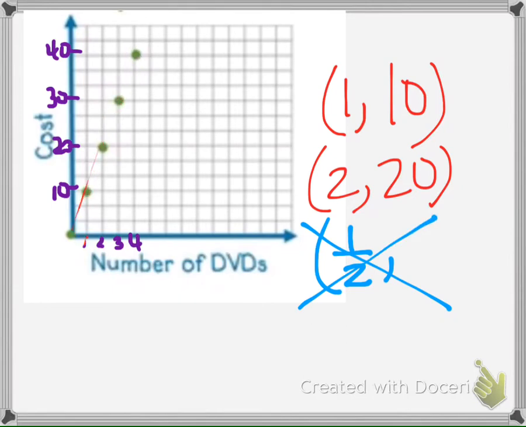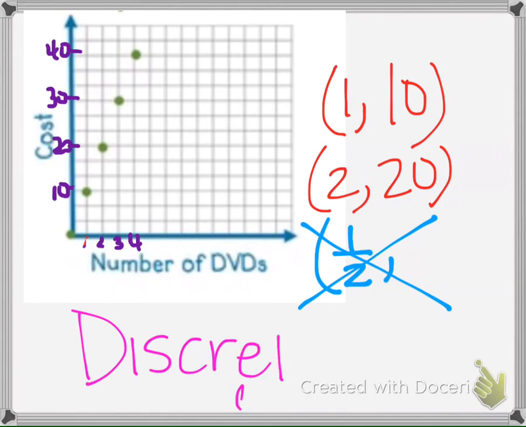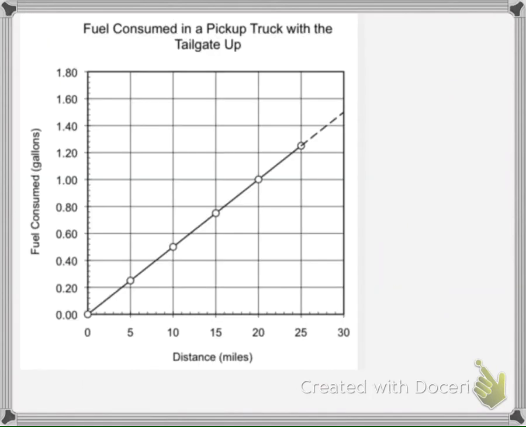So we do not want to connect the points because we do not want to include in between the numbers, in between the interval. So this is discrete. We only want the whole numbers, not the fractional parts.